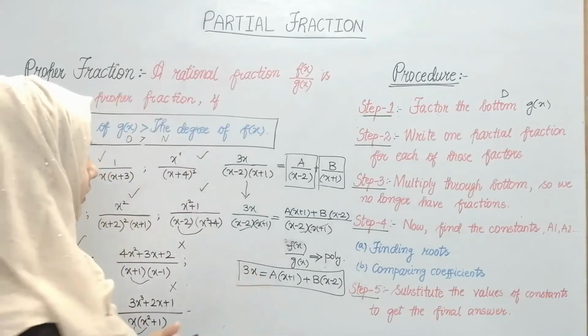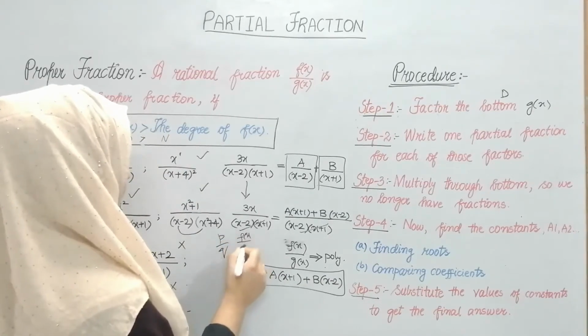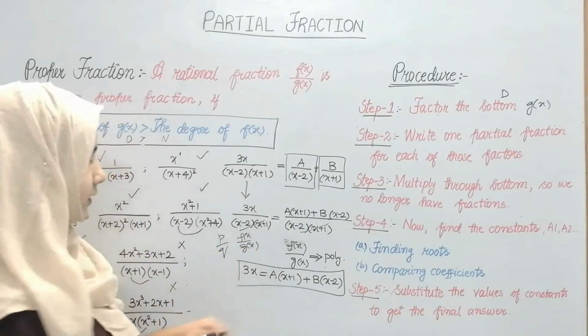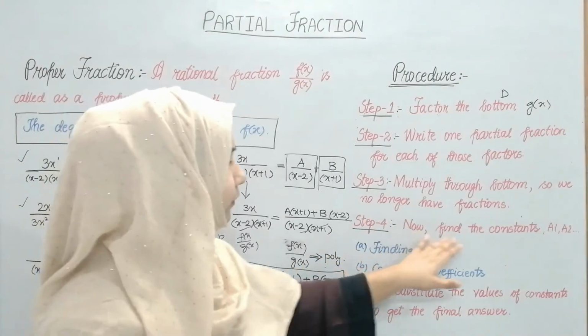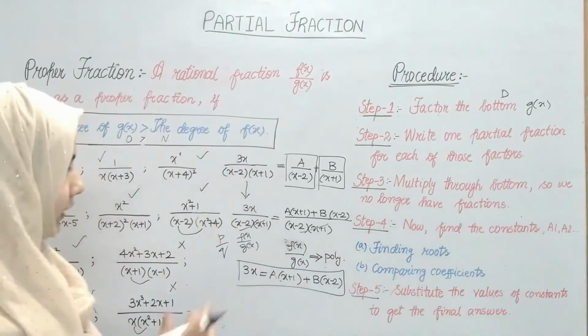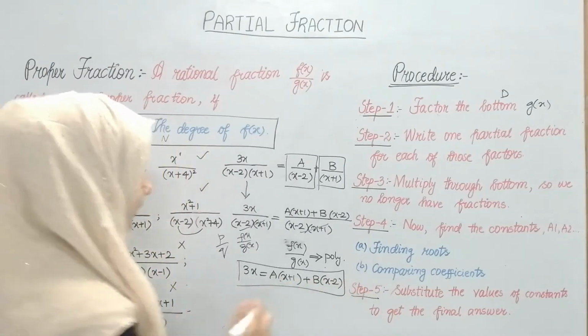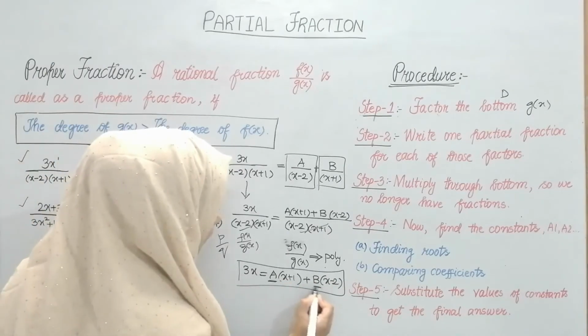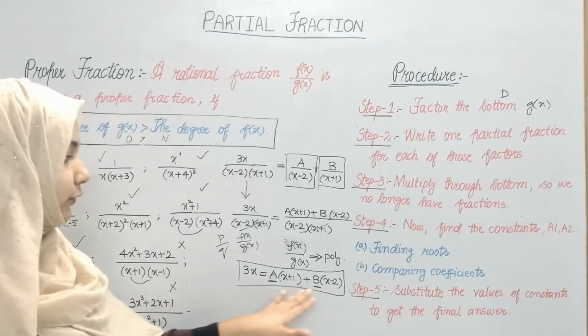It is not a fraction. It is not in the form of p by q. It is not in the form of f of x by g of x, right? So it is a simple polynomial. Now next step is step 4. Now find the constants a1, a2. If I've got a1, a2, I'll find a1, a2. If I've got a, b, c, I'll find a, b, c. This is a constant. This is a constant. I need to find the values of these. How are we going to find the values of these constants?